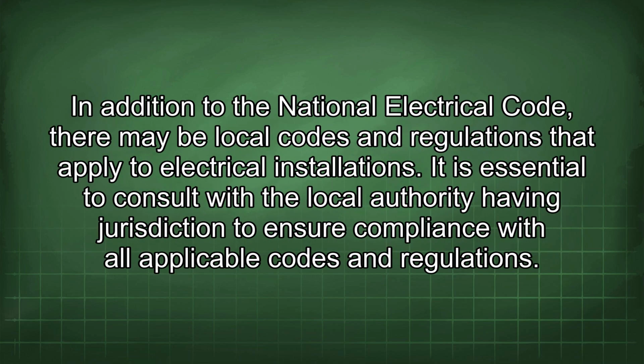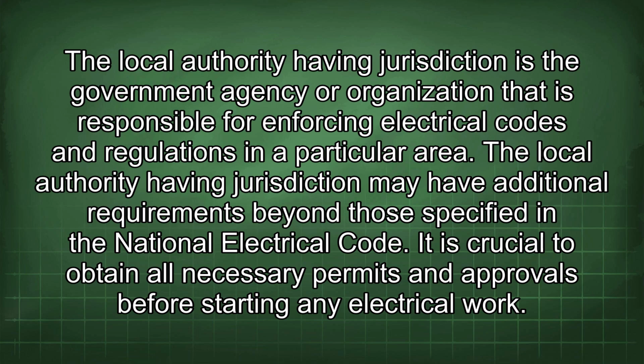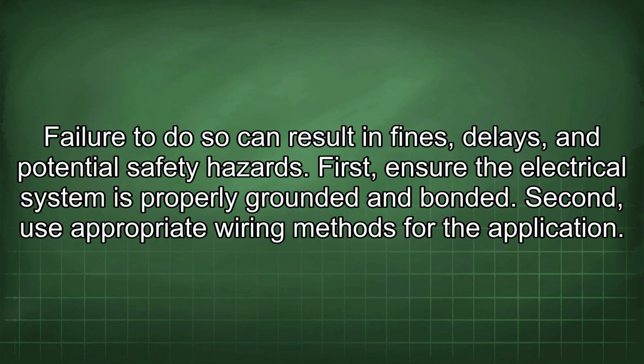In addition to the National Electrical Code, there may be local codes and regulations that apply to electrical installations. It is essential to consult with the local authority having jurisdiction to ensure compliance with all applicable codes and regulations. The local authority having jurisdiction is the government agency or organization that is responsible for enforcing electrical codes and regulations in a particular area. It may have additional requirements beyond those specified in the National Electrical Code. It is crucial to obtain all necessary permits and approvals before starting any electrical work. Failure to do so can result in fines, delays, and potential safety hazards.